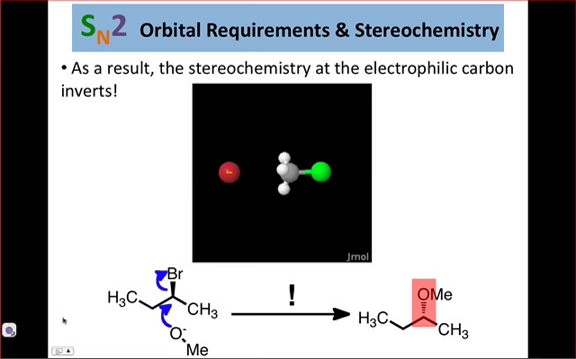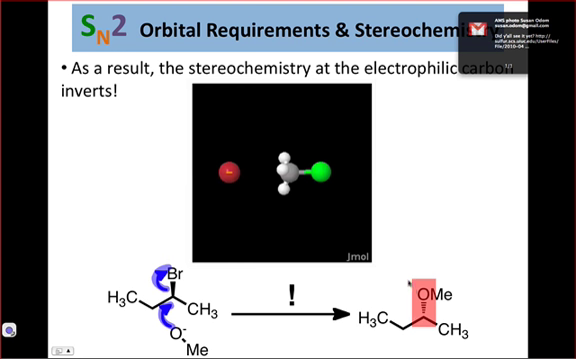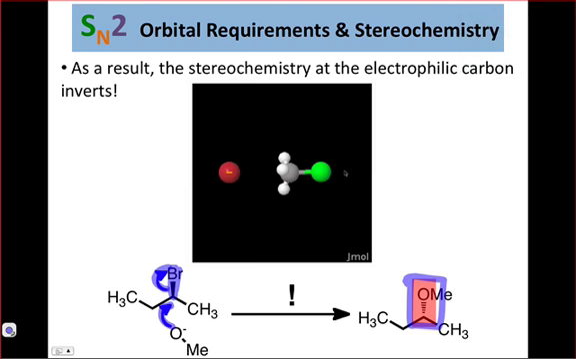So notice at the bottom of this slide that when the methoxide displaces bromine, we end up with the methoxide on a wedge, whereas we started with the leaving group on a dash, and that's a consequence of backside attack of the nucleophile on the electrophile. So take a look at this image here.